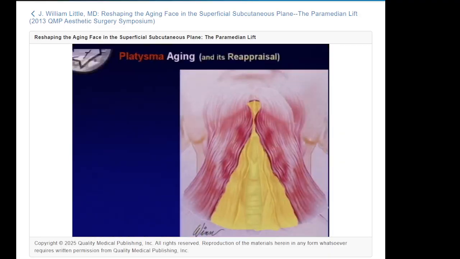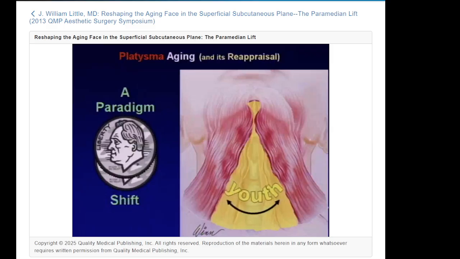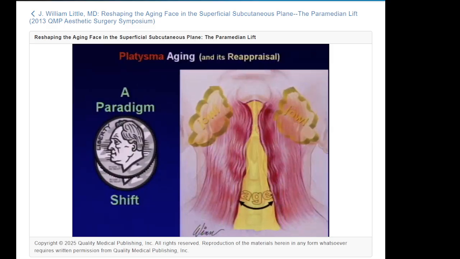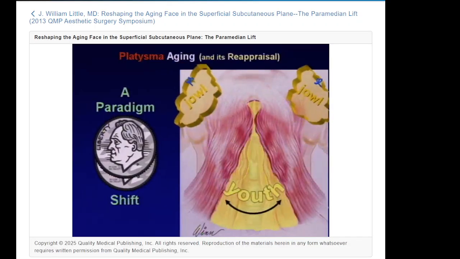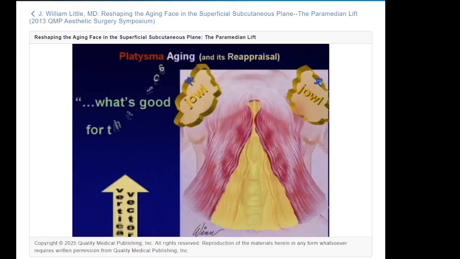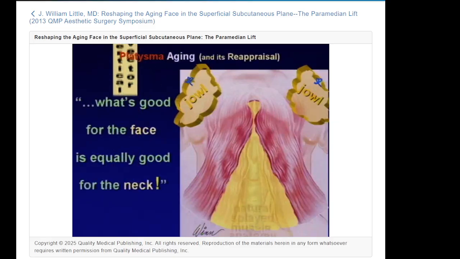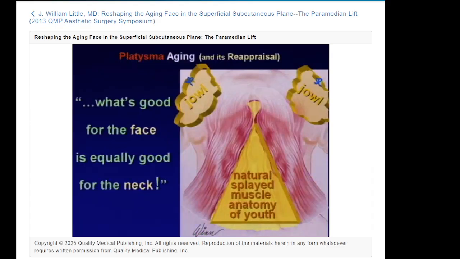Platysma aging and its reappraisal. And again, there's paradigm shifting. With youth, of course, as we age, the platysma marches toward the midline, the jowl comes down with it. We then have the option of continuing the march. The first question really was over the French, particularly Daniel Labbé, and I like to do it by simply lifting the jowl. What's good for the face is equally good for the neck, would be their view, which is the vertical vector, returning the neck to the displayed natural anatomy of youth.